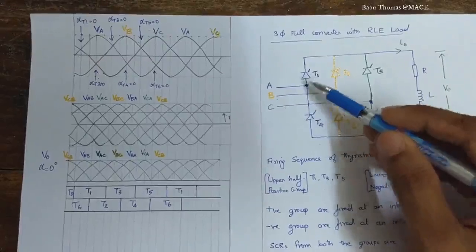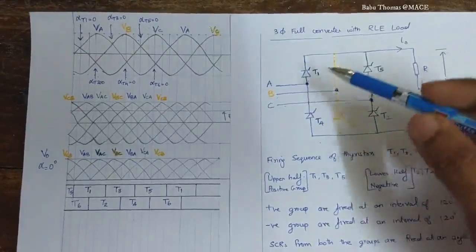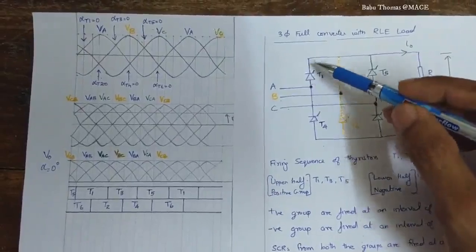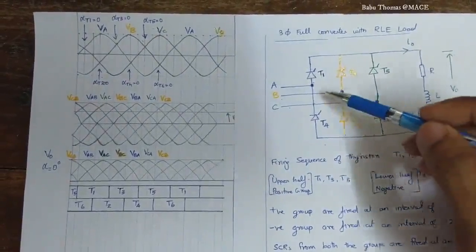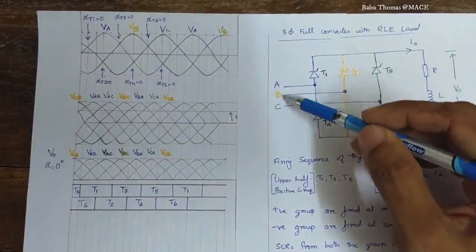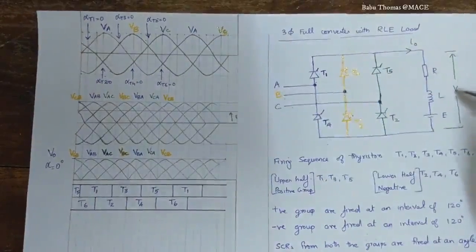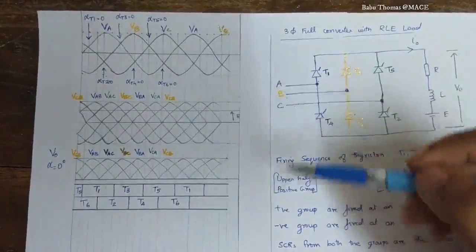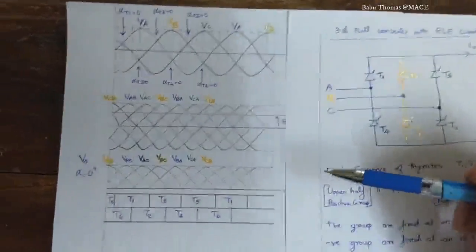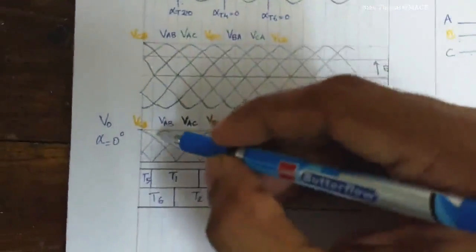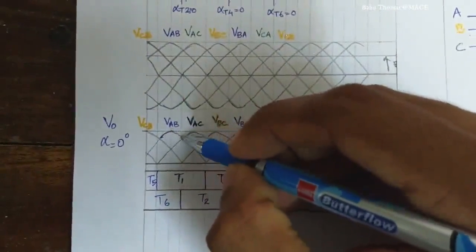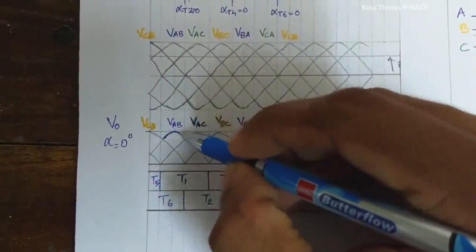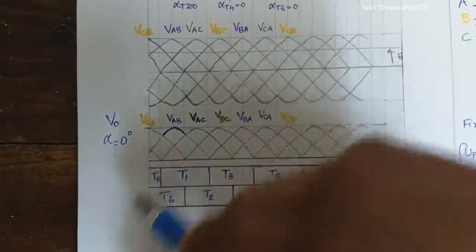So it is T1 and T6. The current flow will be from A, T1, RLE, T6 and back to B, and therefore the voltage which is coming across the load V0 is nothing but VAB. So that VAB we will plot here as the output voltage. So this is VAB.